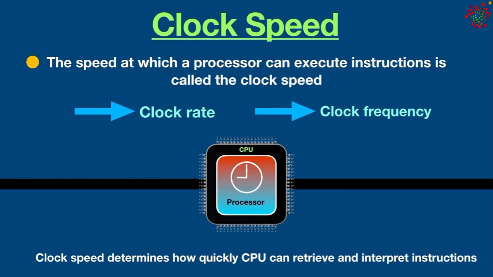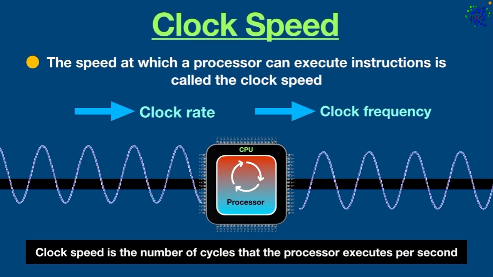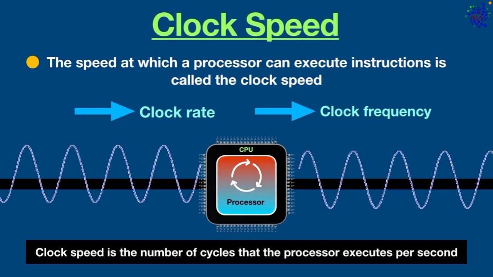Every computer contains an internal clock that measures the rate at which the CPU executes instructions and synchronizes all the various components. The CPU requires a fixed number of clock cycles to execute each instruction. So basically, clock speed is the number of cycles that the processor executes per second.